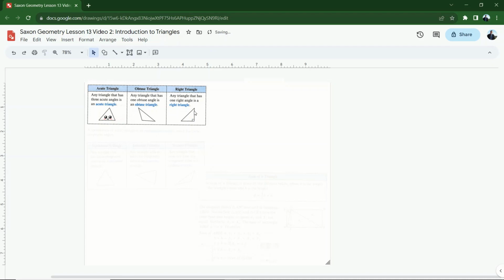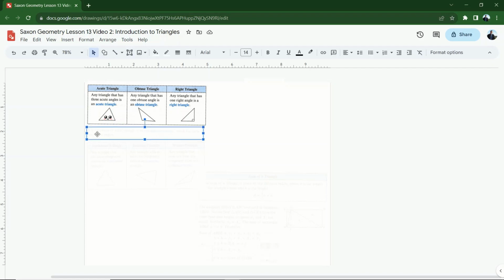And then lastly, a right triangle has one right angle. Now think about this. Could you have a triangle that has two right angles? Well, two right angles would equal 180, but then there wouldn't be any degrees left over for the third angle. So no, there can't be a triangle that has two 90-degree angles. So you can either have a triangle that has all acute angles, one obtuse angle, or one right angle. And these are the three types of triangles according to this classification system: acute, obtuse, and right.